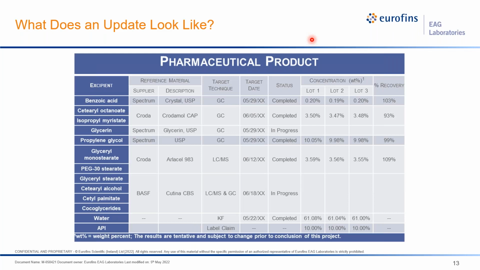So what does an update look like? Well, in this case, an update is going to show the excipients, the material we're using, the technique we're using, the target due date, and then the concentrations. In this case, you'll see we have 3 lots. We want to see lot-to-lot variation. Typically, we want to know the RSD of that study, how tight our results are. And at the end of the day, we want to show you what we have done, what we expect to have done, and give you any updates, anything that's challenging, and so on and so forth.